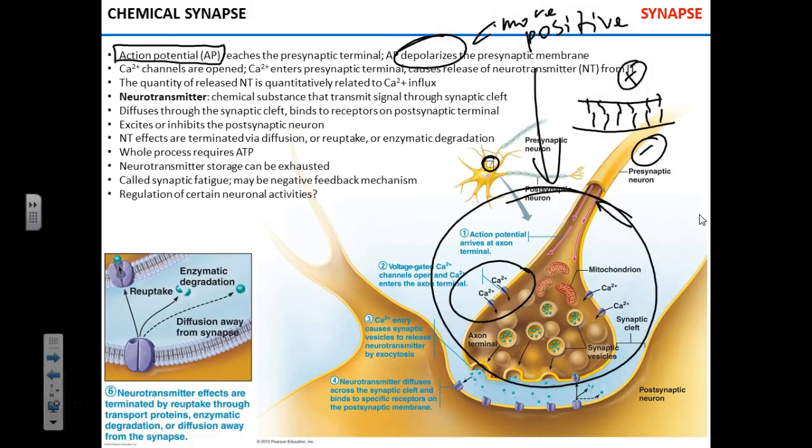So when action potential arrives at the presynaptic terminal, change in the membrane potential works as a signal for calcium channels to open. And calcium starts to diffuse into the neuron. Why does calcium diffuse into the neuron? This is a simple question. It's not tricky. Why does calcium diffuse from outside of the neuron to the inside? It is, but why doesn't it go backwards? Why doesn't it leave the neuron?